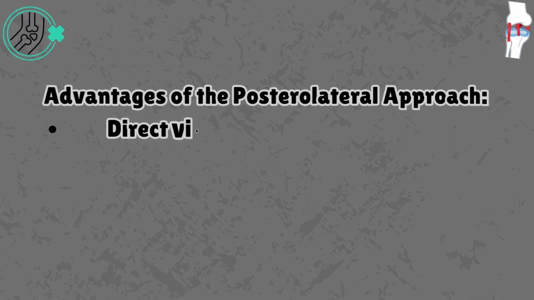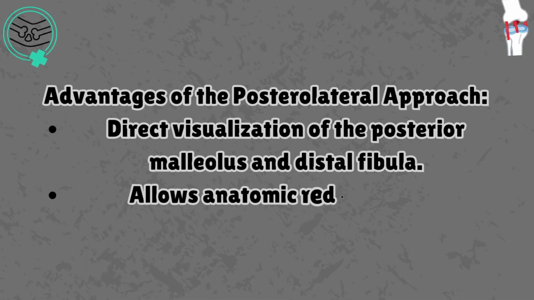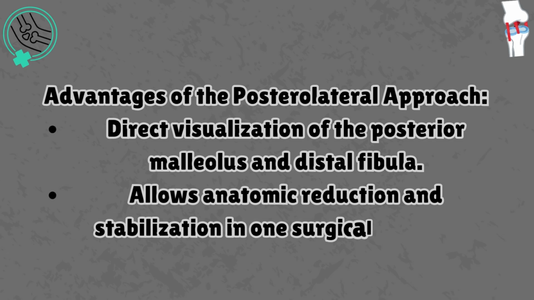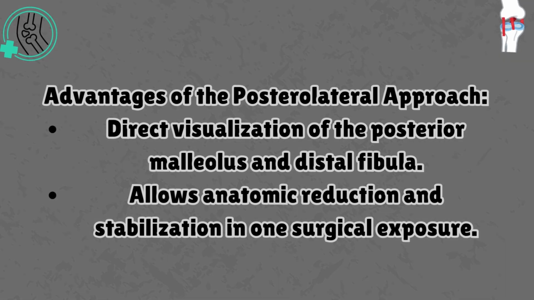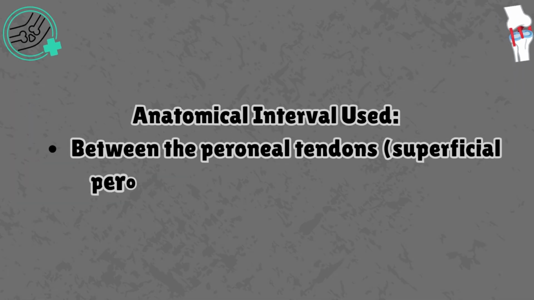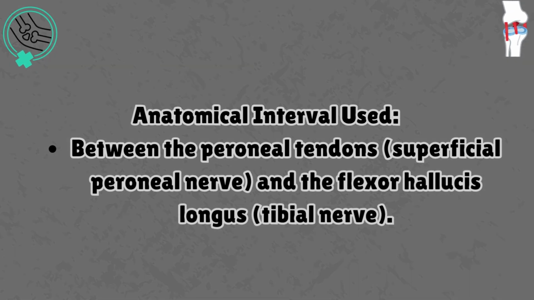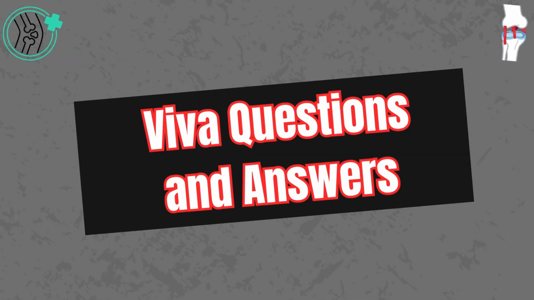Advantages of the posterolateral approach. Direct visualization of the posterior malleolus and distal fibula. Allows anatomic reduction and stabilization in one surgical exposure. Anatomical interval used: between the peroneal tendons, innervated by the superficial peroneal nerve, and the flexor hallucis longus, innervated by the tibial nerve. Viva questions and answers.